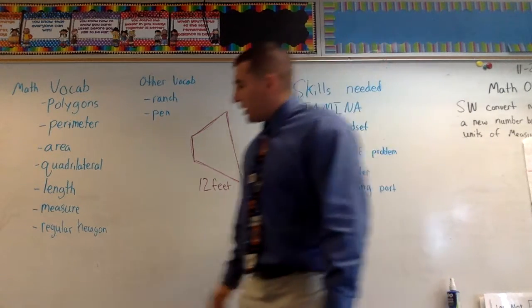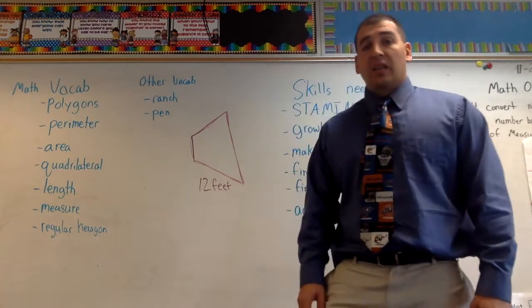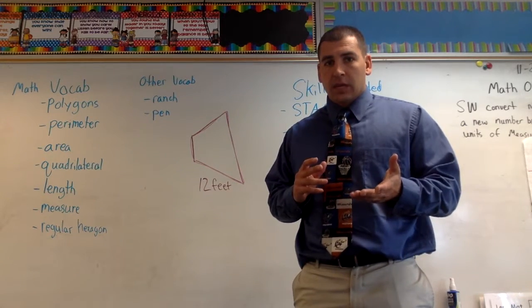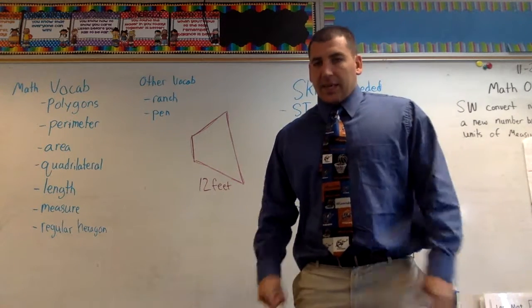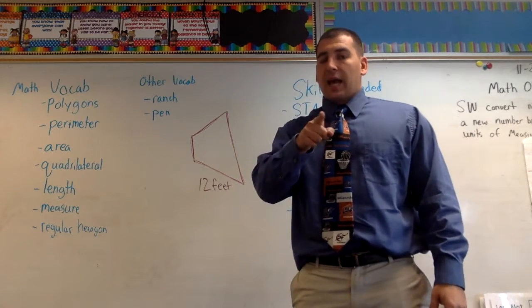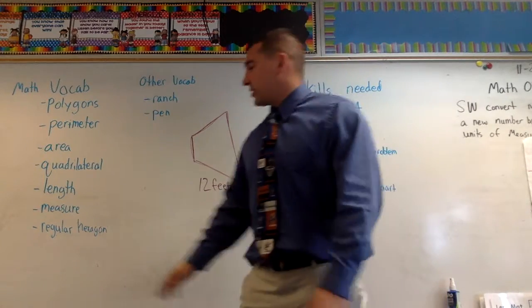And finally, the last one is a regular hexagon. A regular hexagon is a hexagon. Well, a hexagon has how many sides? 6. 6 sides. A regular hexagon is a 6-sided shape when all the sides and angles are exactly the same. That's what makes it regular.